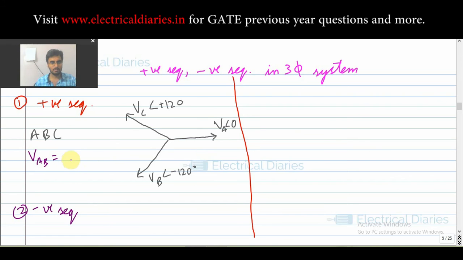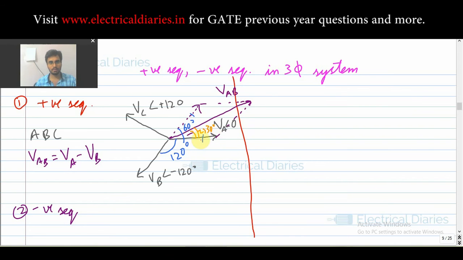VAB means VA minus VB. So minus VB is this, and if you add these, you get this vector, which will be your VAB. Now, the thing to remember is that these angles are 120 degrees, so this angle will be 60 degrees, since these two vectors are equal in magnitude. I have already told you we are considering balanced loads. So this angle will be 30 degrees.